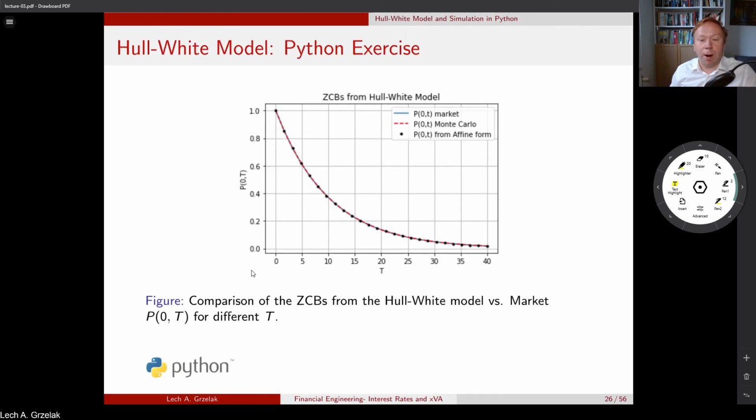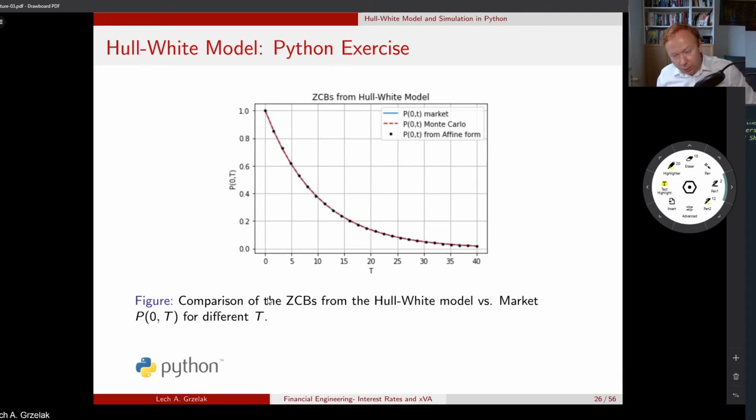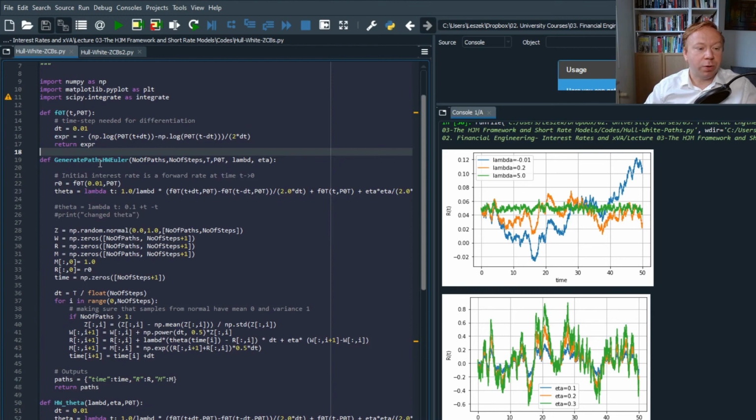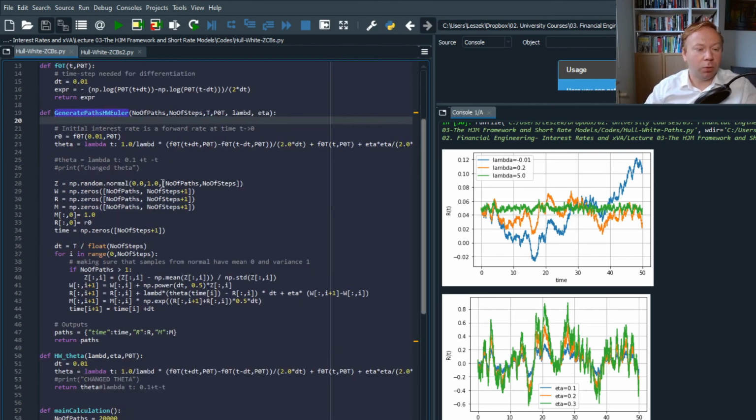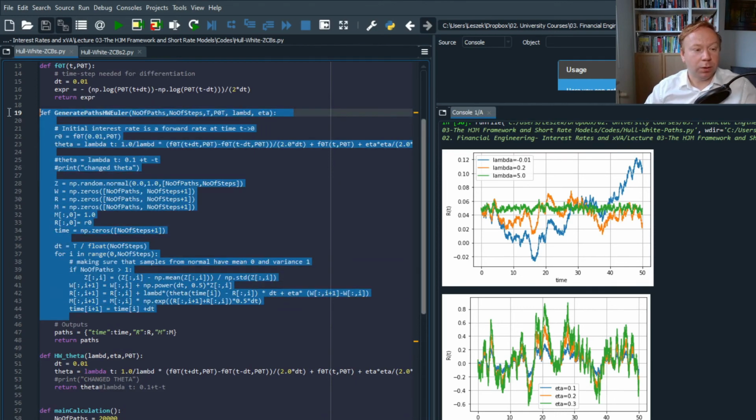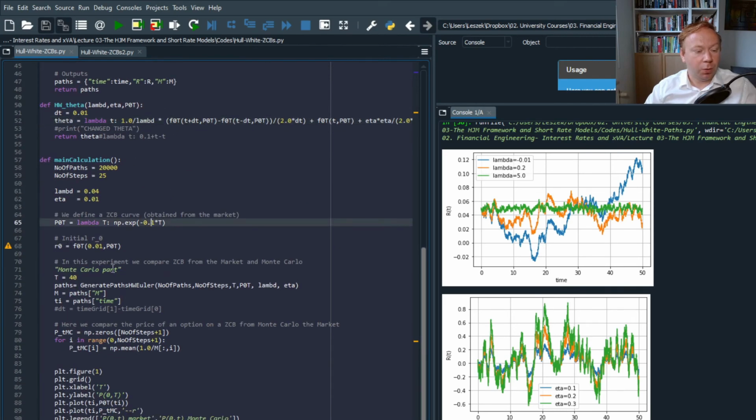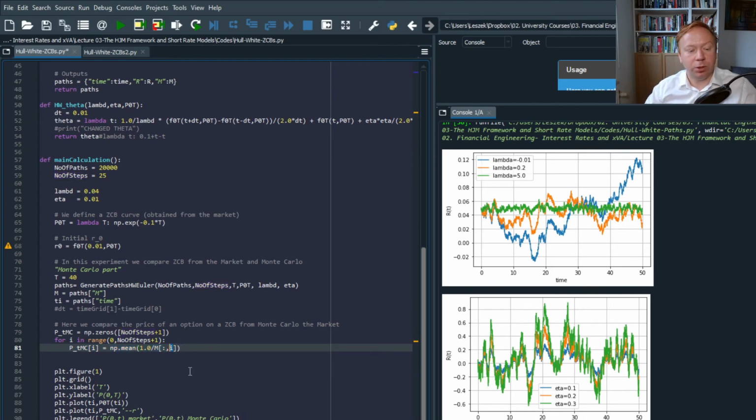And now we go to the Python experiment. So let's take a look. In the Python code, we generate Monte Carlo paths, as we have done already before for the Oosterlee model, and also for paths from the Hull-White model, which we discussed a few seconds ago. And here we generate the paths and calculate the expectation of 1 over M(t). You see that t here is an index.